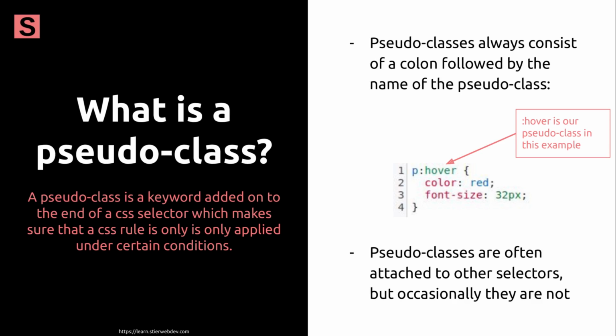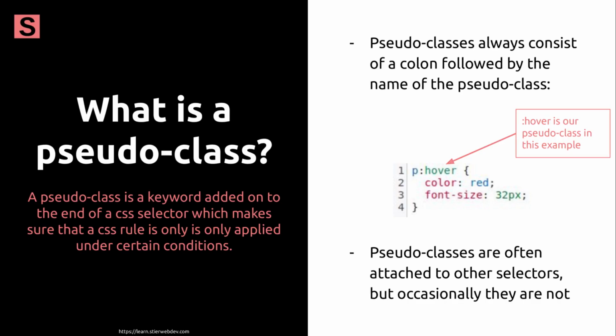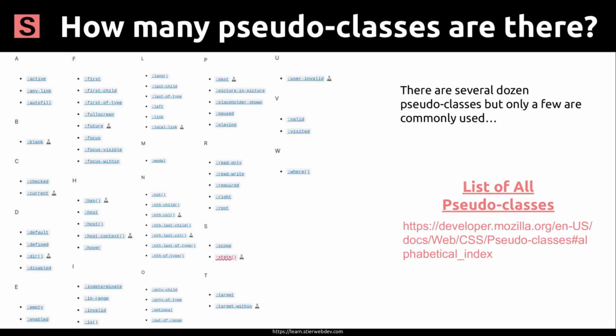For example, a CSS rule with a hover pseudo-class in the selector will only apply styles to an element when it is hovered over with the mouse. Pseudo-classes always consist of a colon followed by the pseudo-class name. They are often attached to other selectors, but sometimes they don't need to be, and we'll see examples of that later. There are several dozen pseudo-classes, but only a few of them are common.